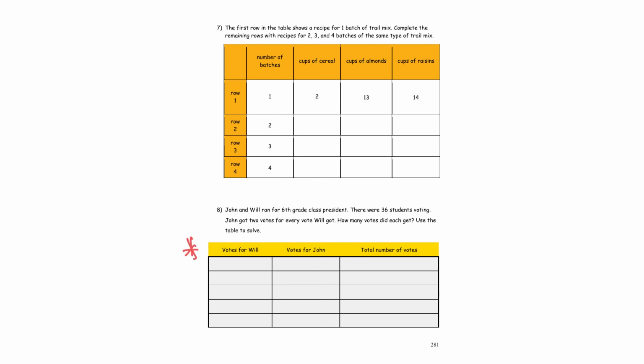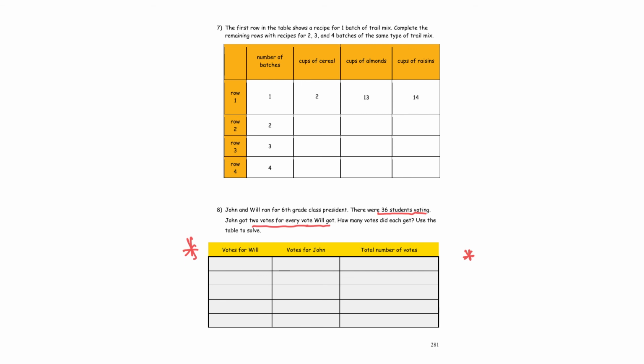So number 8, you're going to read. There were 36 students voting. John got 2 votes for every vote that Will got. How many votes did each get? Use the table to solve. All right, I just want to make a mention in number 8. For number 8, a lot of you will have different answers.